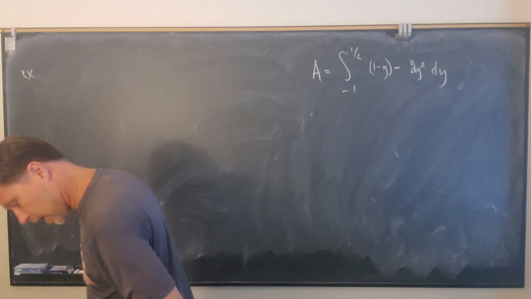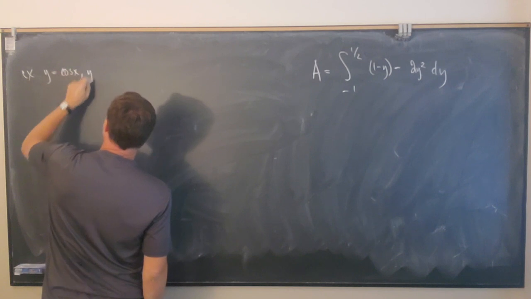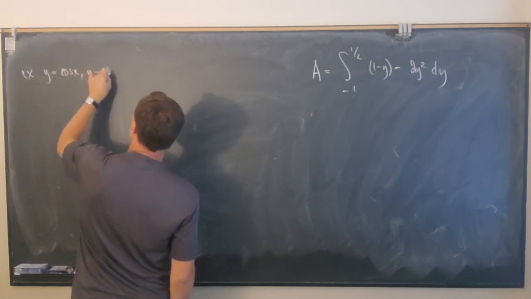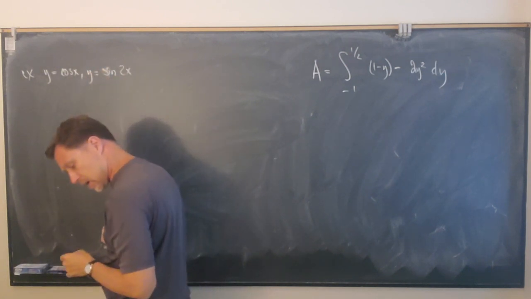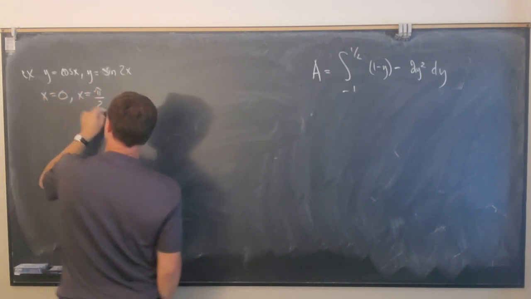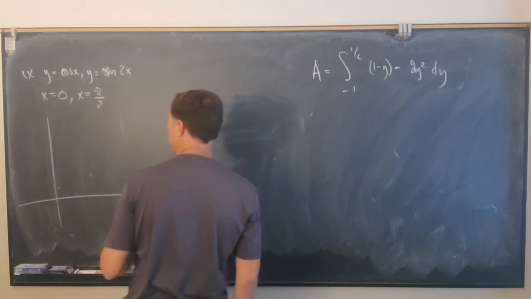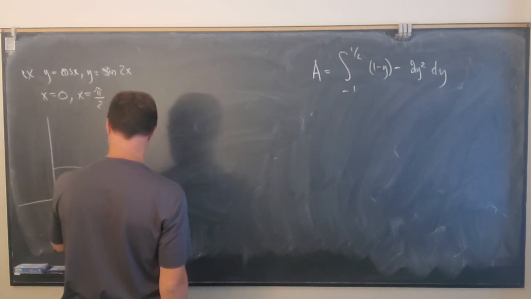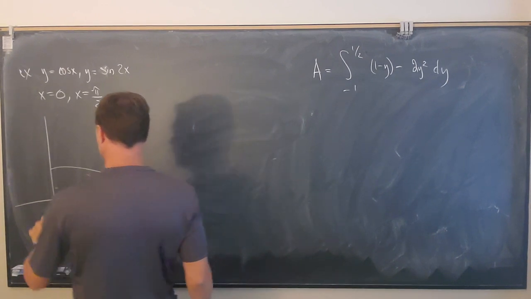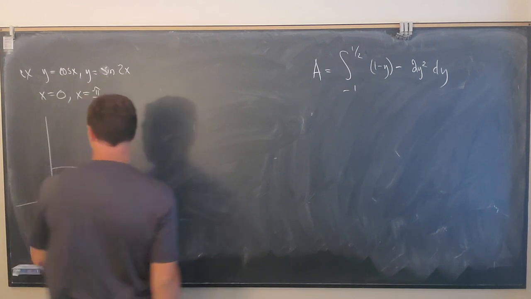So now I want to look at the graph y equals cosine x, y equals sine 2x, and then x equals 0 and x equals pi/2. So if we draw the picture, the cosine on the interval from 0 to pi/2 looks like that, and the sine goes like that.